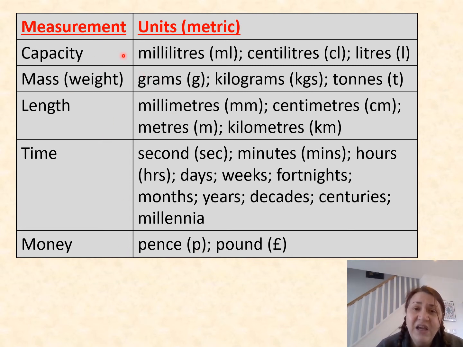So for capacity, which is for measuring liquid, we have millilitres, or ml for short, centilitres, which again we don't use very often, and then litres. And there is more than that, but that's all we're going to use for the moment. For mass, grams, again, you can get smaller, but that's where we're going to start. Kilograms and tons. For length, we've got millimetres, centimetres, metres, kilometres. And it does go again smaller and bigger, but they're the ones we're going to use. Miles are imperial, not metric, so we're not going to be using miles.